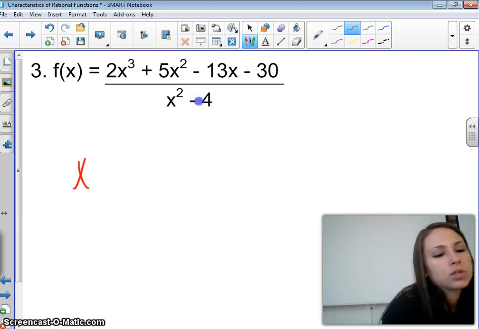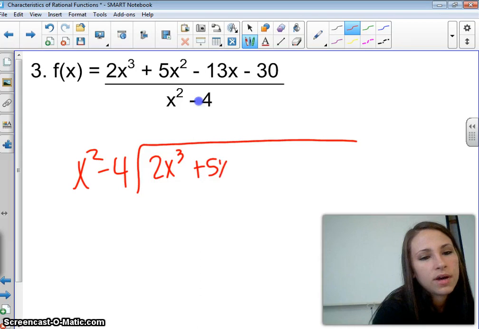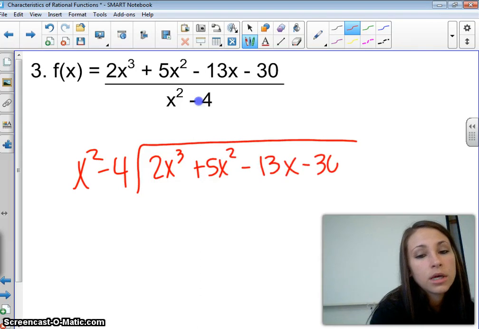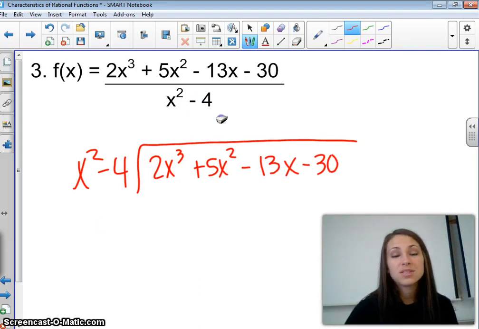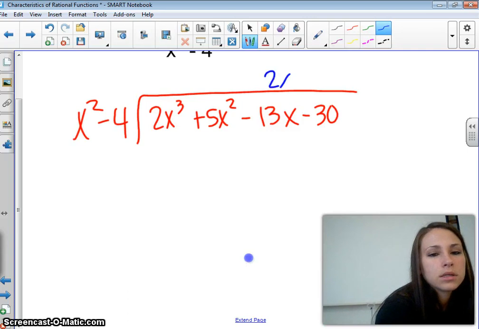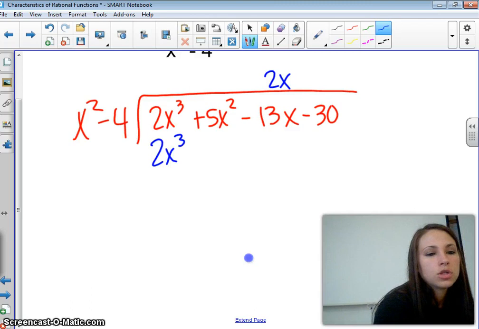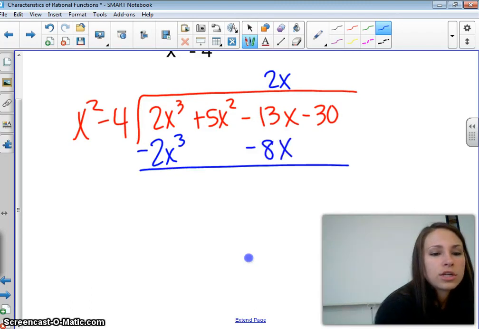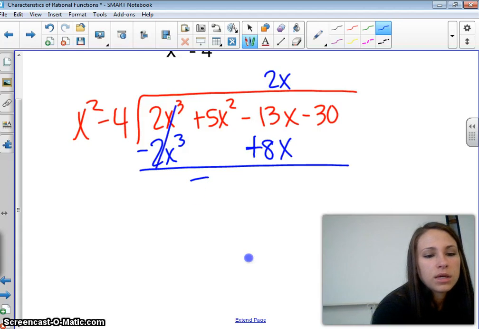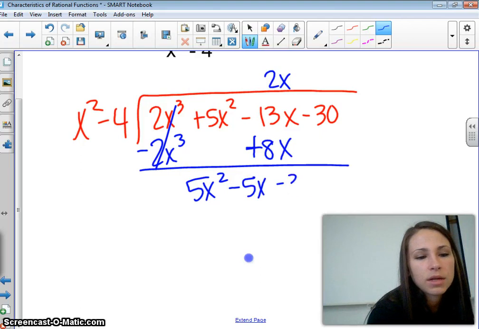So I'm going to take x squared minus 4 and divide it into 2x to the third plus 5x squared minus 13x minus 30. And I'm going to have to do long division on this one because this is not a linear factor in the bottom. So I'm going to have to do the long division. So x squared, I would have to multiply that by 2x to get the x cubed. So then 2x times x squared is 2x cubed. 2x times -4 is just a -8x. So when I change my signs, that's going to give me a 5x squared, and then this is going to give me a minus 5x minus 30.